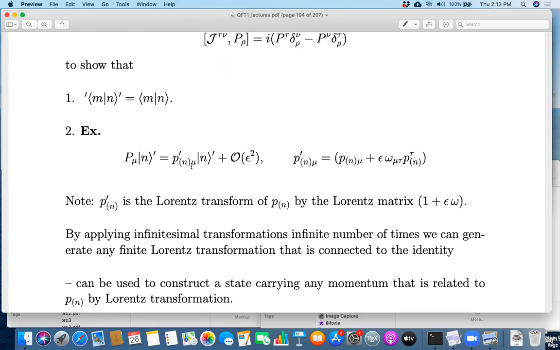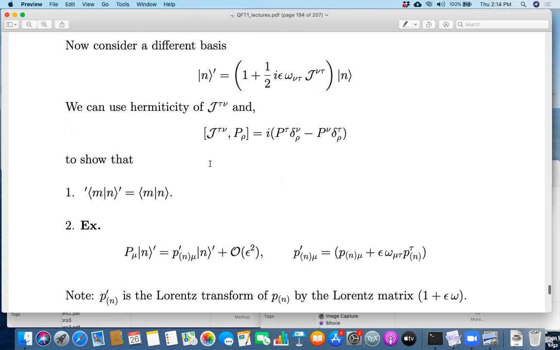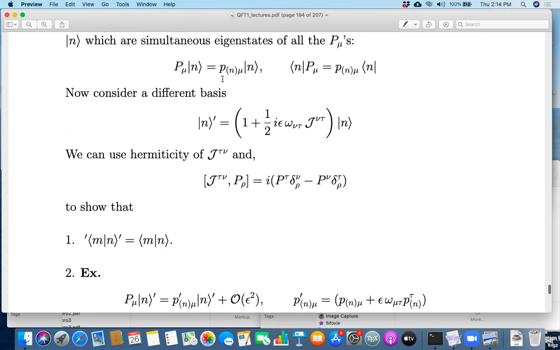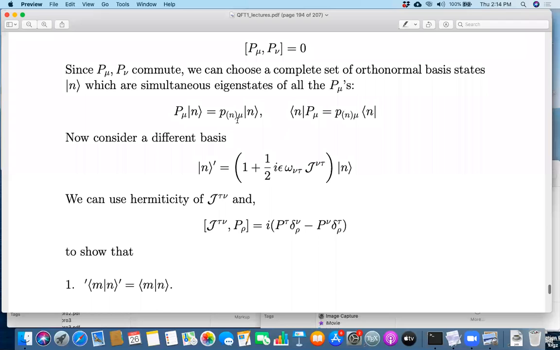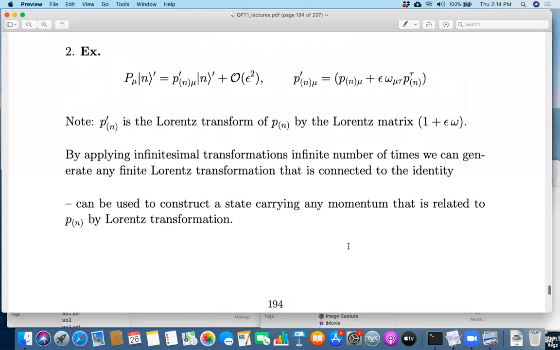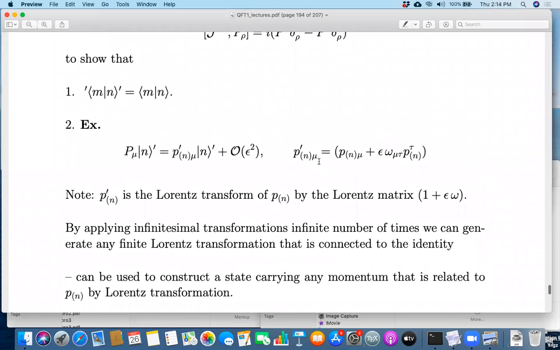Okay, so what it means physically is that this basis n prime, suppose n carries momentum Pn mu. Then this n prime carries momentum Pn prime mu. It's an eigenstate of P mu, but with a different eigenvalue, which is P prime n. And furthermore, from this relation, P prime n mu is given by this. This is just an infinitesimal Lorentz transformation. So P prime n is nothing but the Lorentz transform of Pn by this matrix.